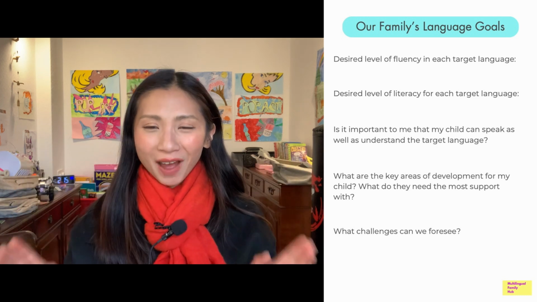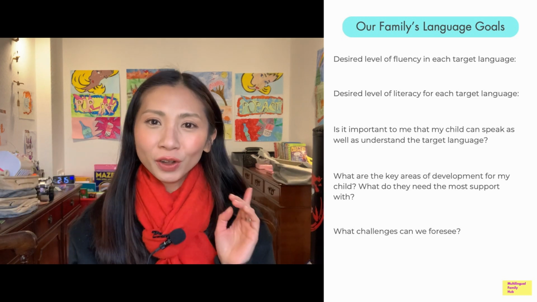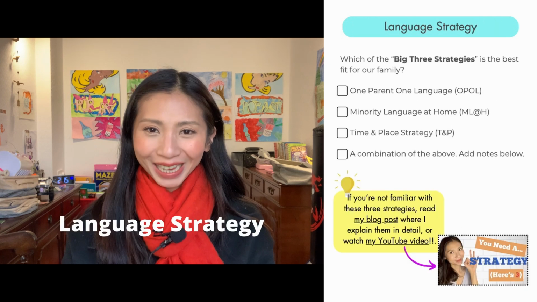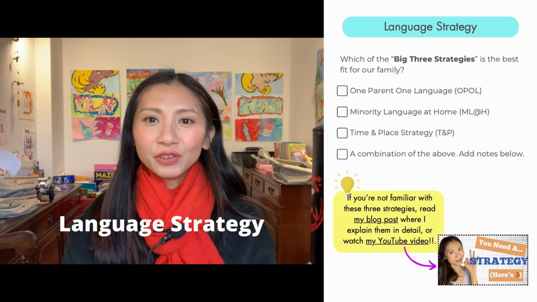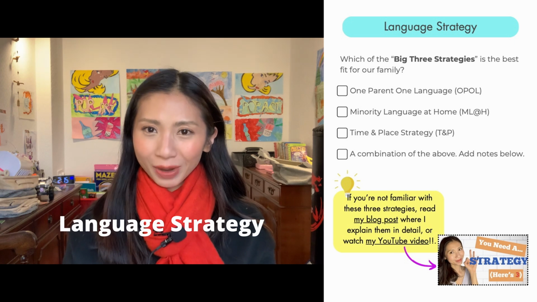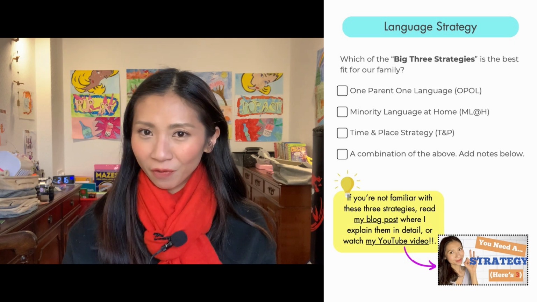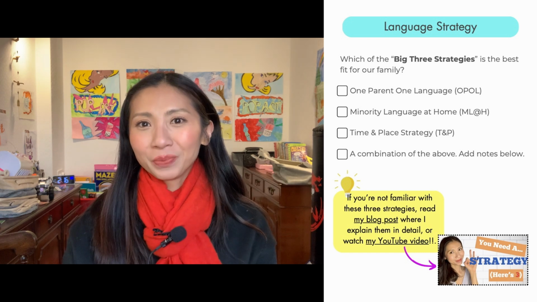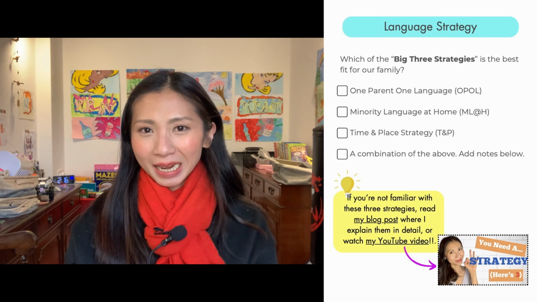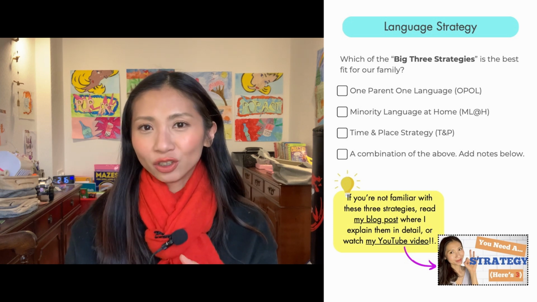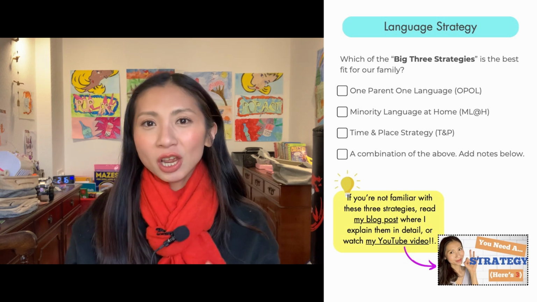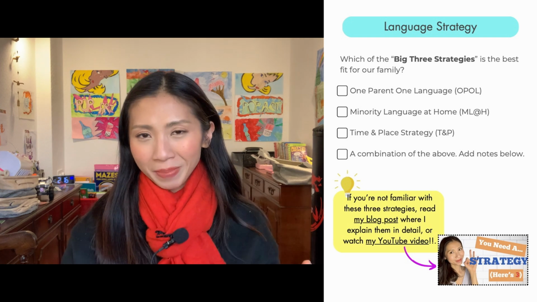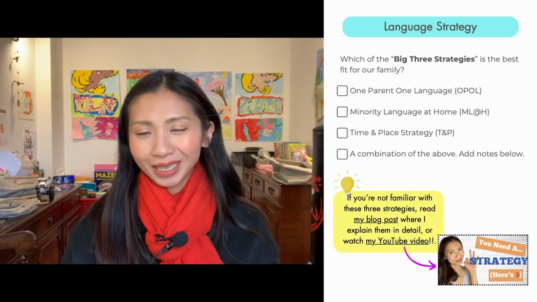Great, I hope you are finding this useful so far. Let's move on to the next section, language strategy. You'll find it on page 5 of your PDF. If you're not familiar with the big 3 language strategies for multilingual families, watch my 5-step roadmap video or the video linked in my PDF for an overview of the 3 strategies. So on this page, pick the strategy that's the best fit for your family. You can also choose a combination of the above and add your notes in the space below.